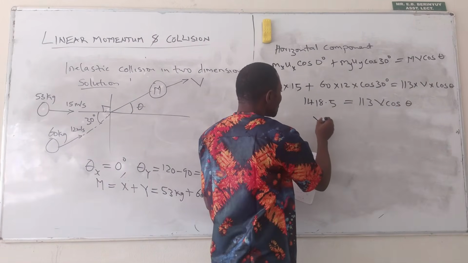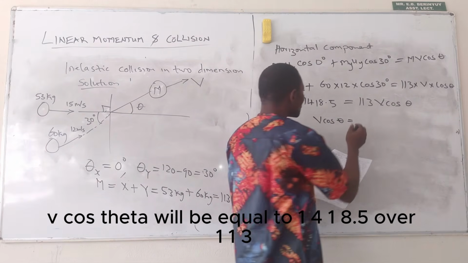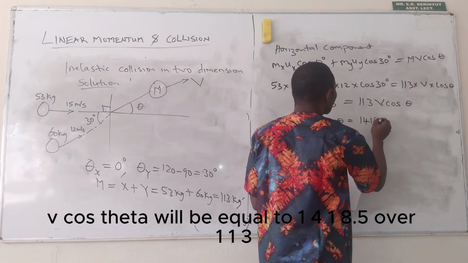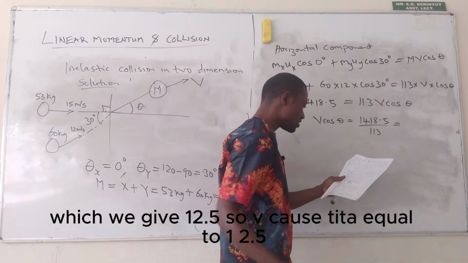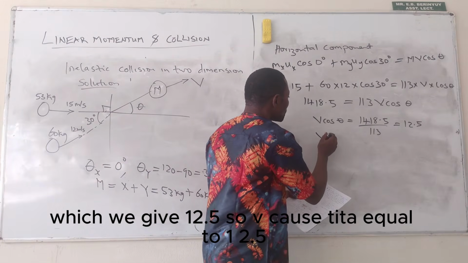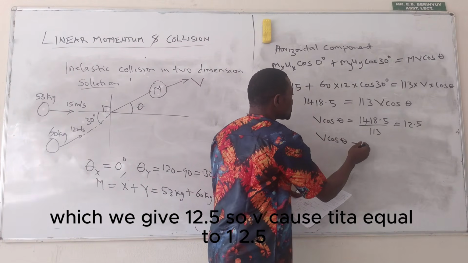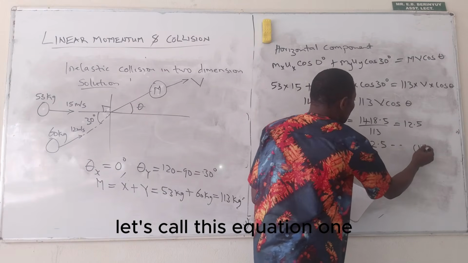From here, v cos theta will be equal to 1418.5 over 113, which will give 12.55. So v cos theta equal to 12.55. Let's call this equation 1.